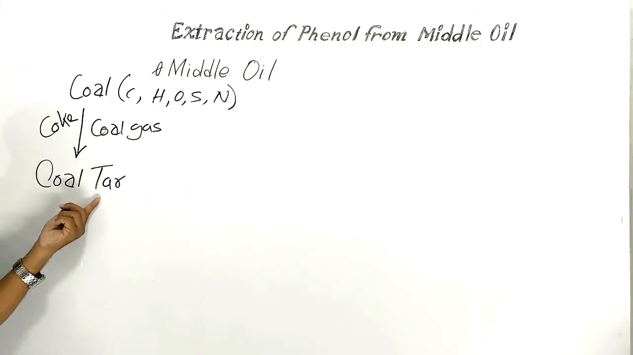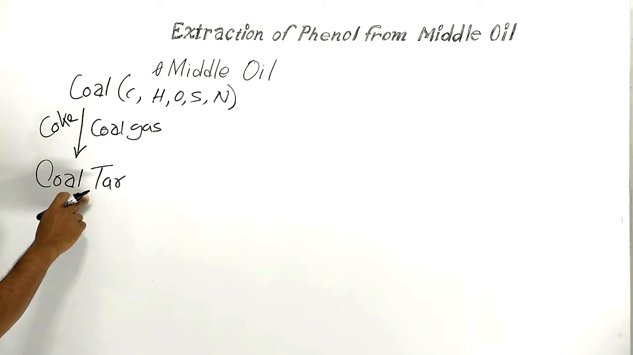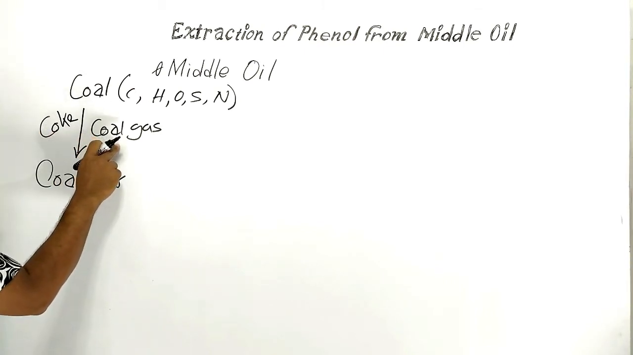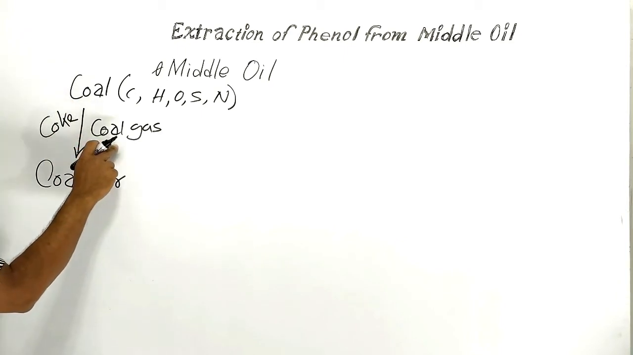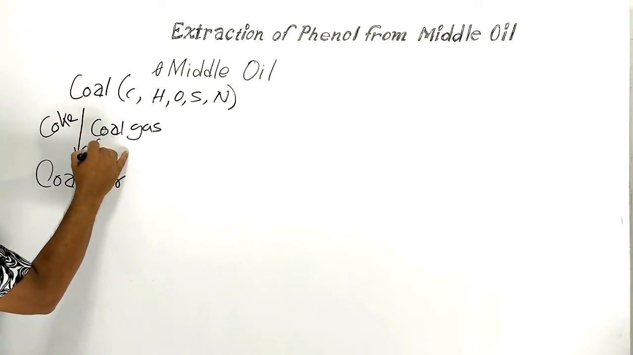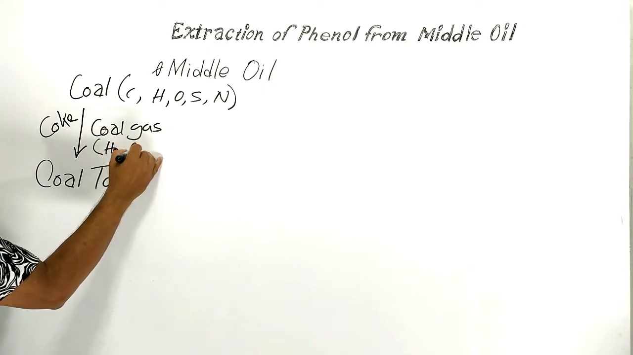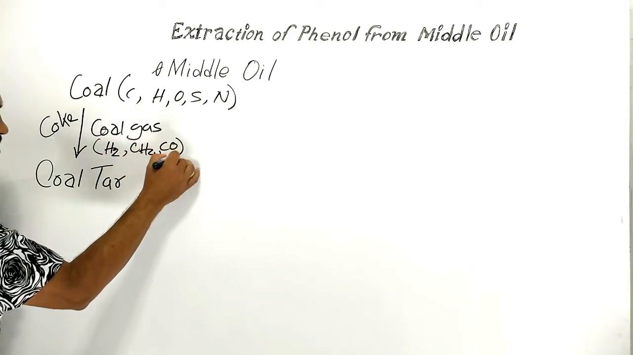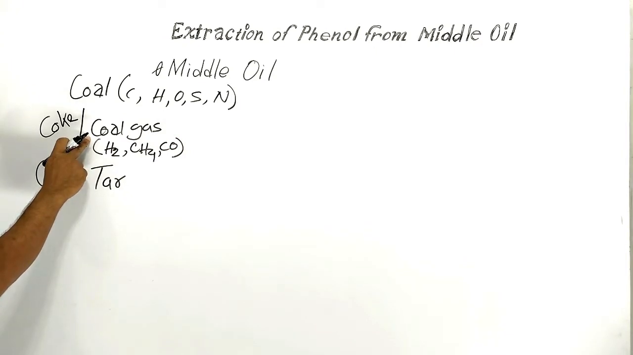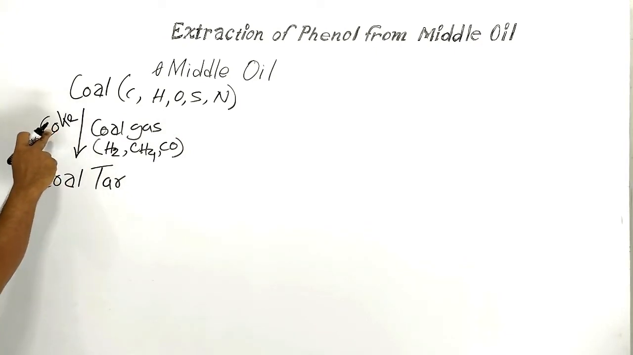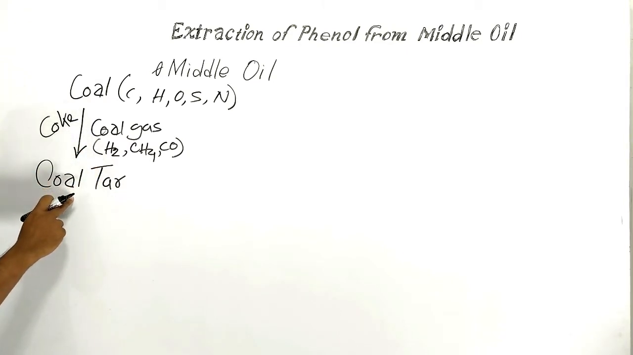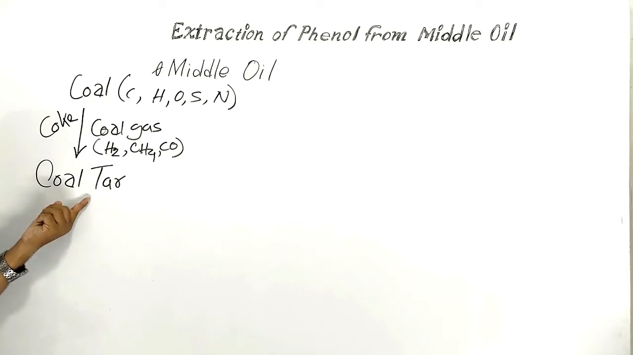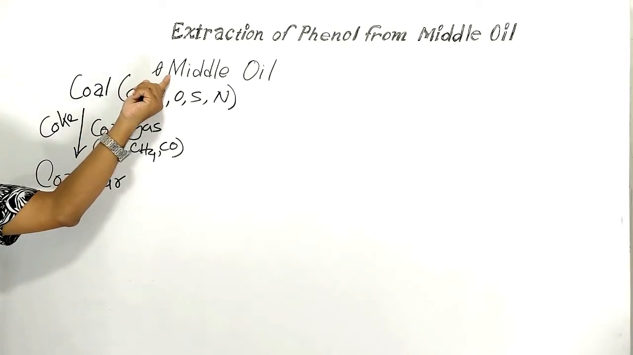Coal tar is a thick and black liquid which is produced as byproduct at the time of preparation of coke and coal gas from coal. Coal gas is a mixture of gases of hydrogen, methane and carbon monoxide. Coal gas is used as a fuel. With coke and coal gas, coal tar is formed as byproduct. From this coal tar, middle oil is obtained in this way.